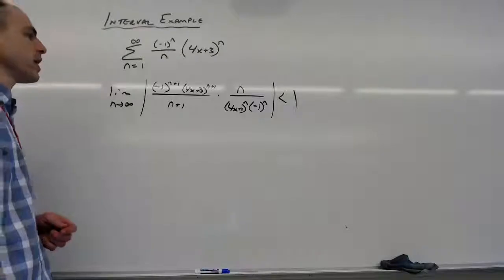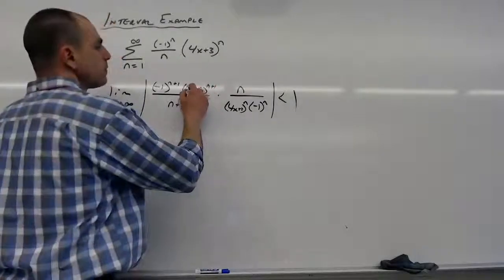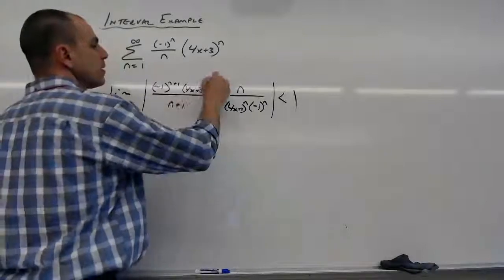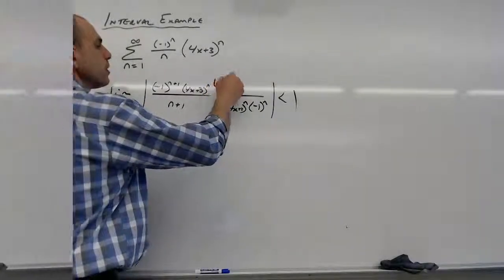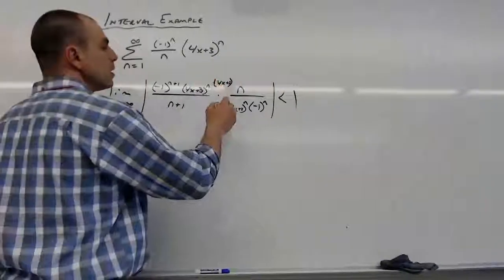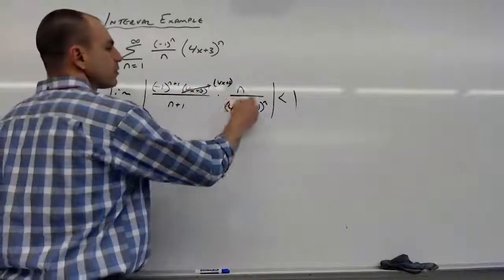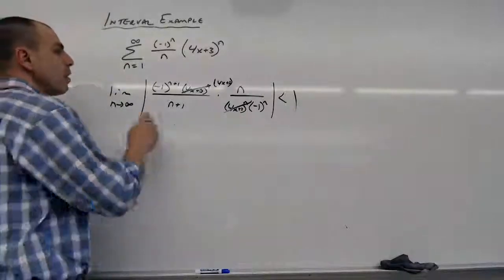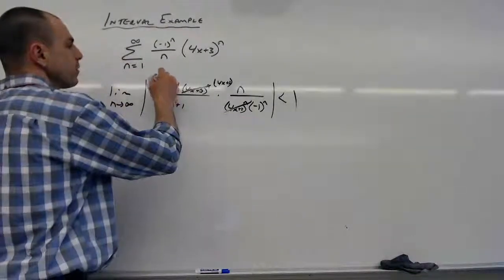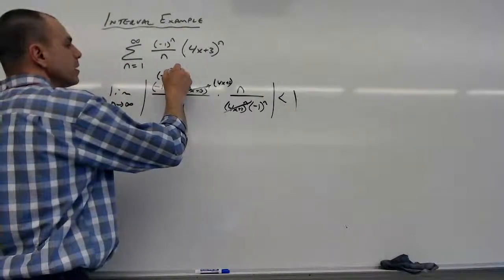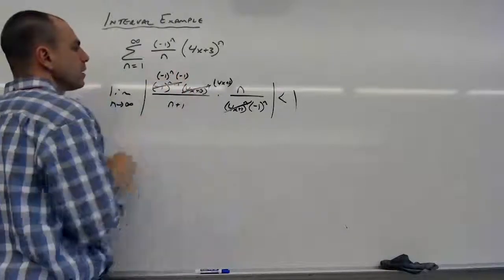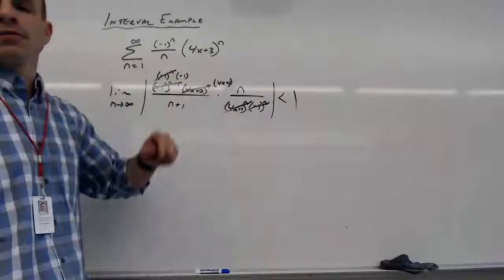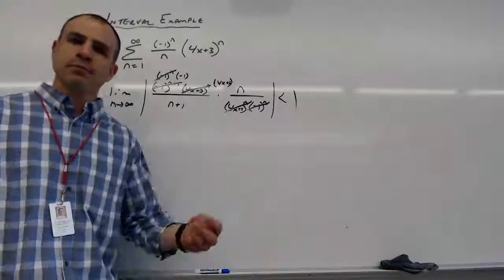So what can happen? Just like before, this 4x plus 3 to the n plus 1 becomes 4x plus 3 to the nth times 4x plus 3 to the first. And that allows us to eliminate the 4x plus 3's to the nth. And we can do something similar with the negative 1 to the n plus 1. This is negative 1 to the nth times negative 1. Well, the negative 1 to the nth wipe each other out. Guess what the absolute value does? It wipes out the negative 1. Bingo.